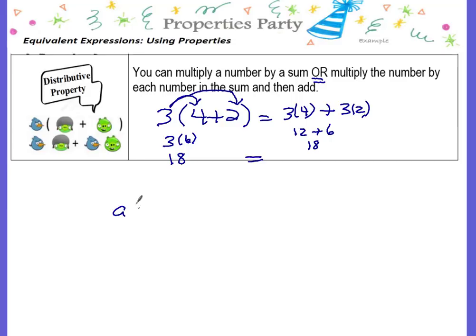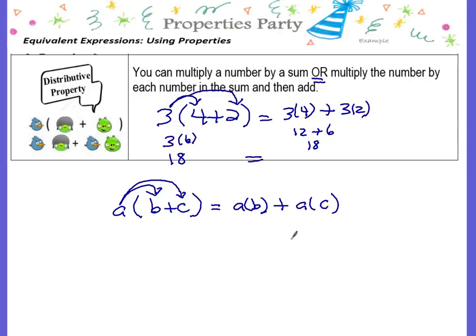If I have A times the group of B plus C, I could add B plus C together and then multiply by A, or I could distribute the A to each term, and we distribute by using these arrows to each term inside the group, and have A times B and add that to A times C, and you get the same answer. They are equivalent. That is the distributive property.